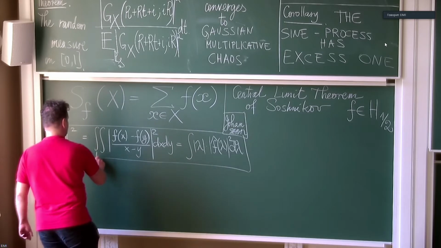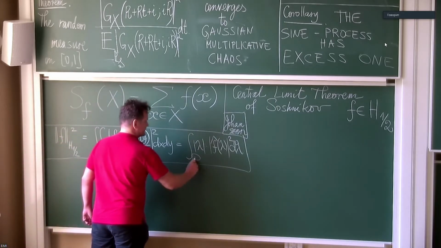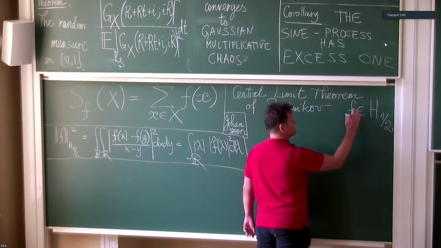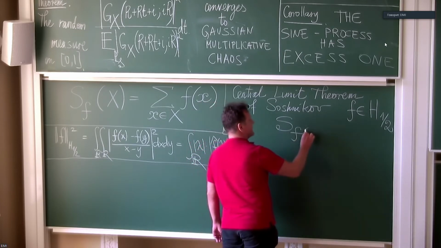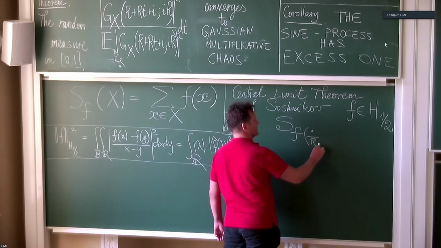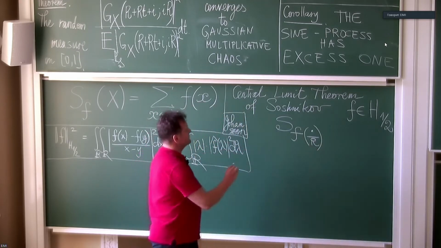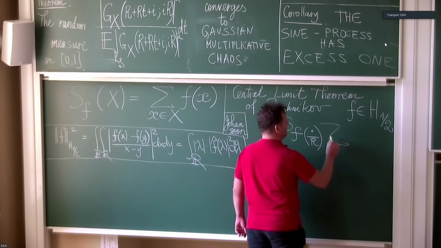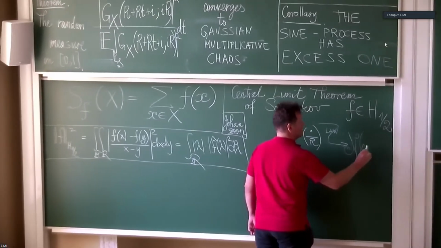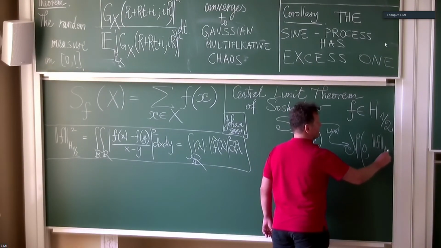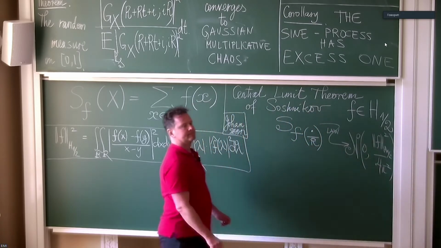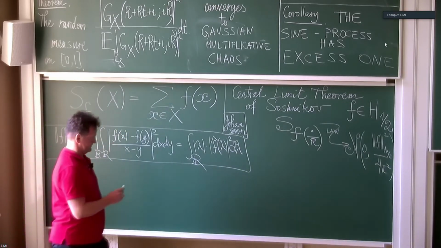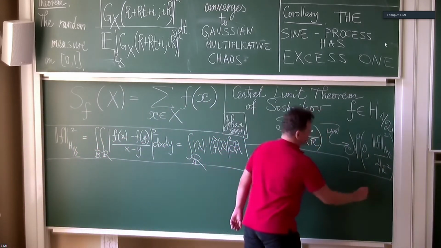So Soshnikov takes a function in H^{1/2}, considers the additive functional S_f, and then applies a scaling transformation with parameter R, S_{f_R}, and this converges in law to the normal law with variance precisely the Sobolev H^{1/2} semi-norm squared over 4π². This is the central limit theorem of Soshnikov.